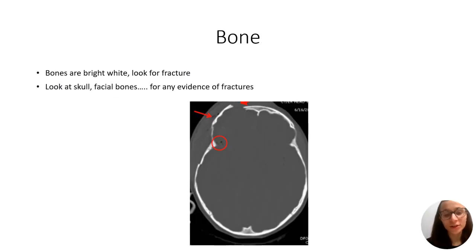Lastly, in terms of the mnemonic, is BAD. Bad is for bone. Bone is going to look real bright white. What you want to look for here is fractures. I find them pretty easy because a fracture is basically a break in the bone. You just look for a little break and you compare, always, always, always compare. You want to look at the skull, the facial bones, etc. Sometimes you can even see a bit of the cervical spine and see if there's a fracture there.